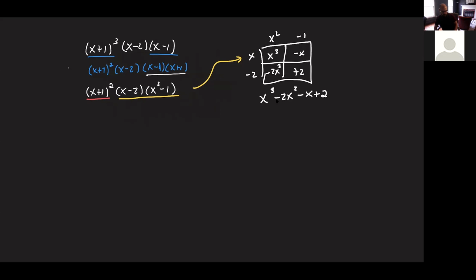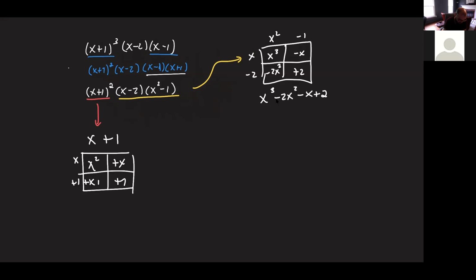All right, is this good so far? x cubed minus 2x squared minus x plus 2? Yep. And down here, we get an x plus 1 along the top and an x plus 1 on the side. So we get x squared plus x plus x plus 1, and this becomes x squared plus 2x plus 1.